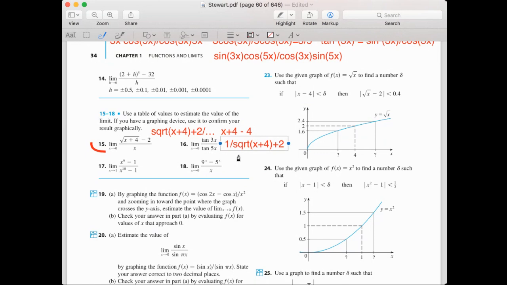Now, if we plug x into 0, we have no problem. 0 plus 4 is still 4. Square root of 4 is 2. 2 plus 2 is 4. So the answer for this is 1 over 4.